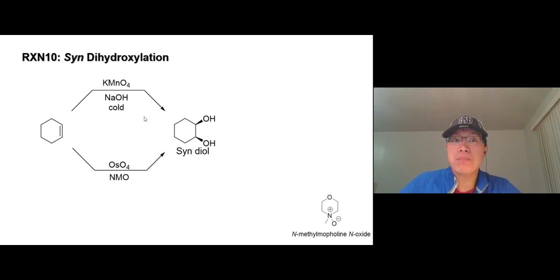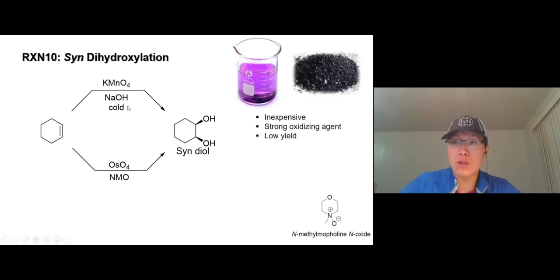One of them uses potassium permanganate in a basic solution, and you keep the temperature cold, so low temperature. Potassium permanganate is commonly used for this reaction because it's inexpensive. The manganese is a strong oxidizing agent, but the only downside of this reaction is it gives you a low yield, so you don't get a lot of product, right? Compared to osmium tetroxide and NMO.